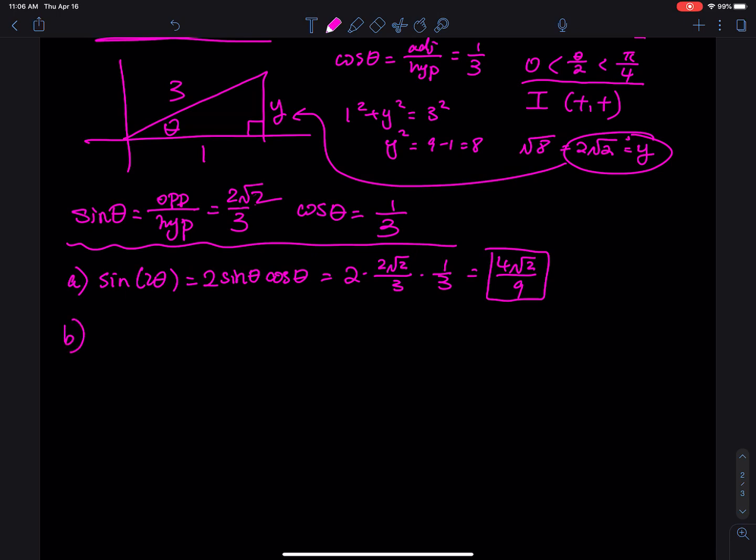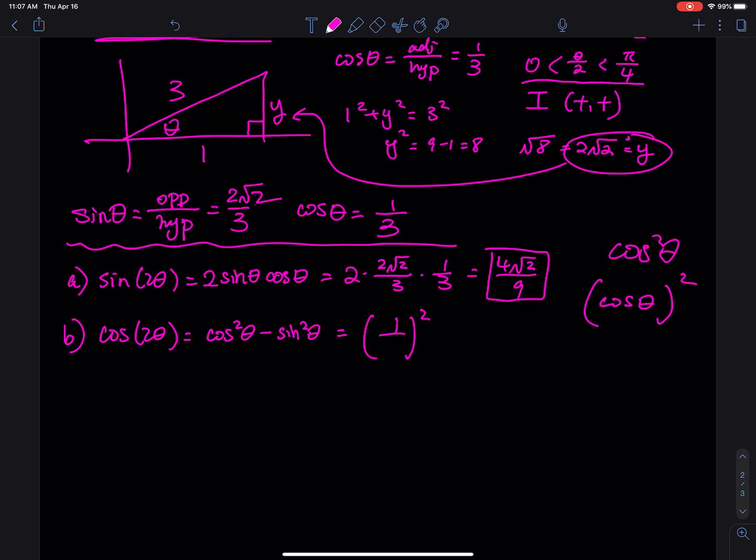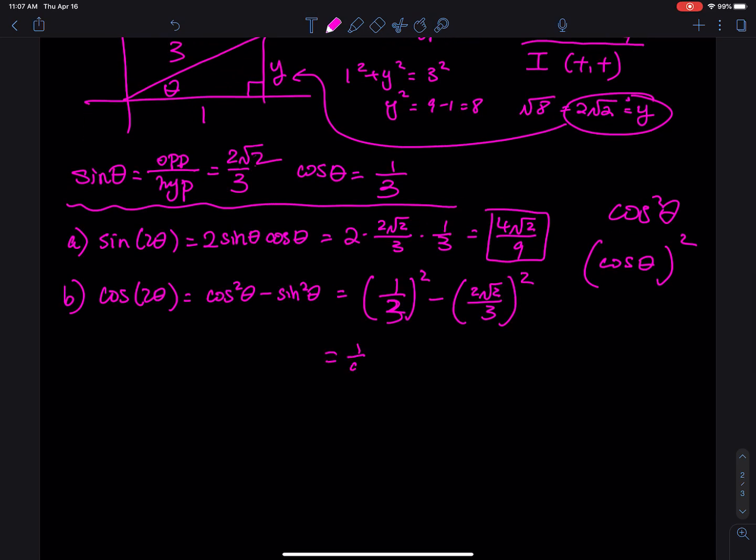So part B, we have cosine of 2 theta. That is equal to cosine square theta minus sine square theta. So cosine square theta means you square the cosine theta. That is the square of 1/3, not 1/2, and then minus the square of 2 root 2 over 3. So that is equal to 1/9 minus 8/9, and that equals -7 divided by 9. So that is your B.